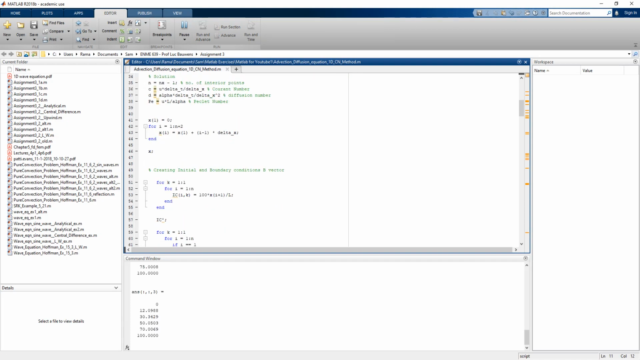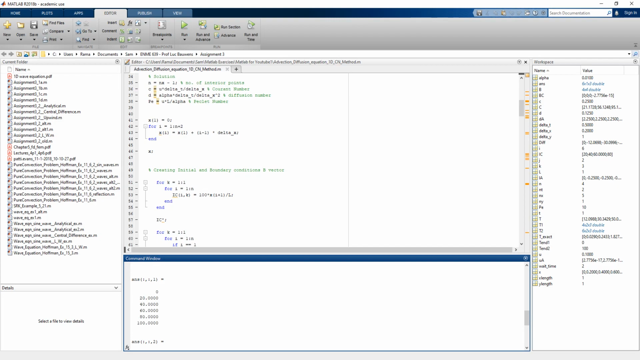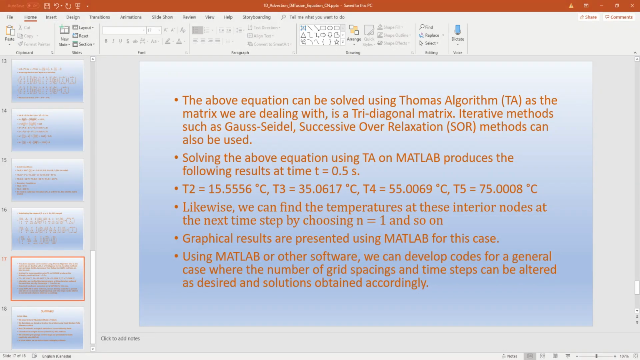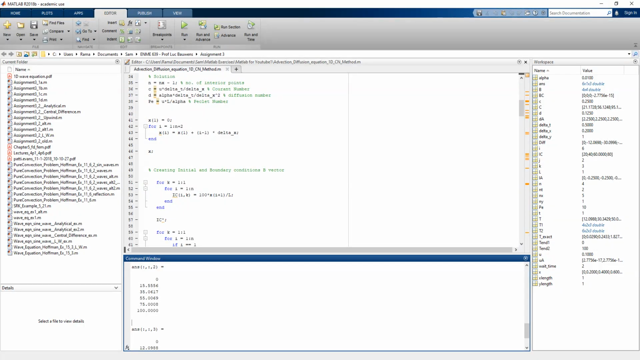Look at the results. So these are the initial temperature profile, and this is the temperature at the first step. Temperatures are given here as 15.55, 56, etc. And we'll look at the values we obtained if we use other methods or if you do it manually. So these results match here, 35, 55 and 75. That is what we have here.